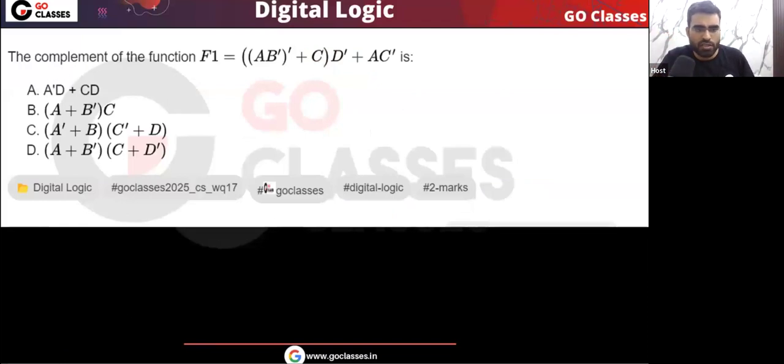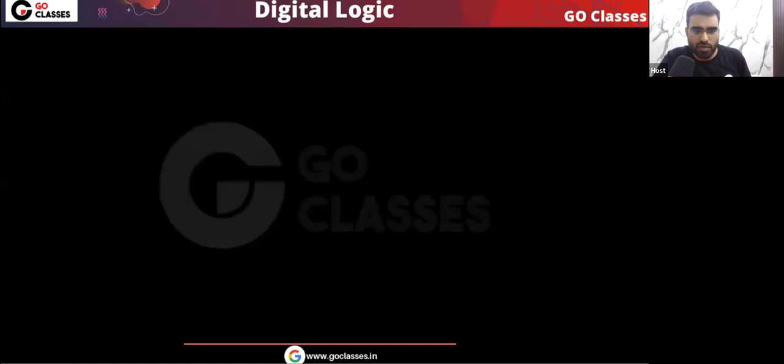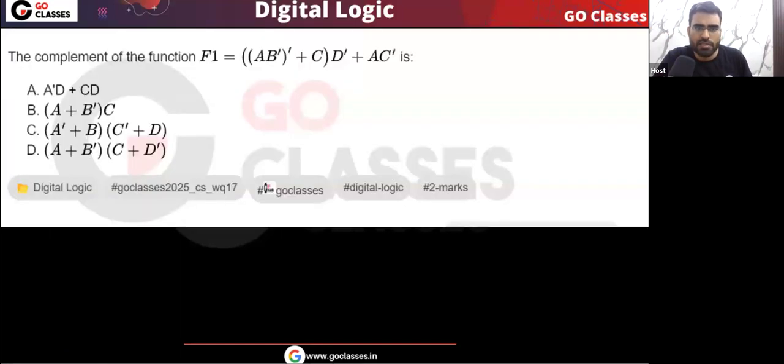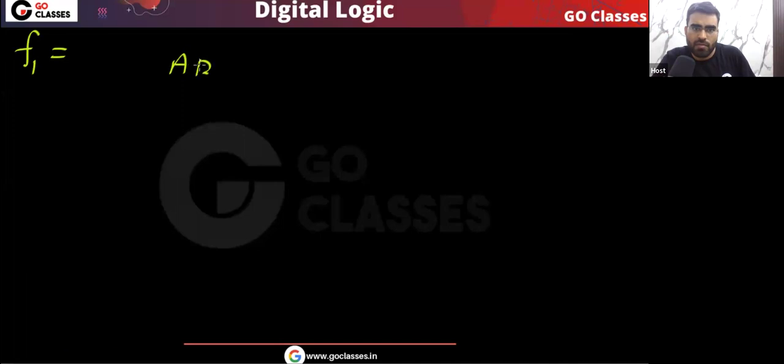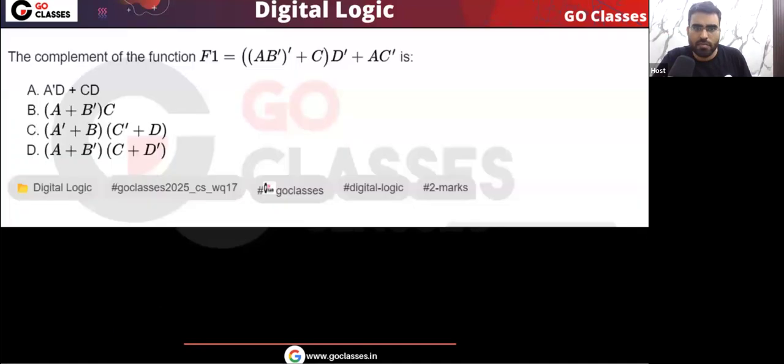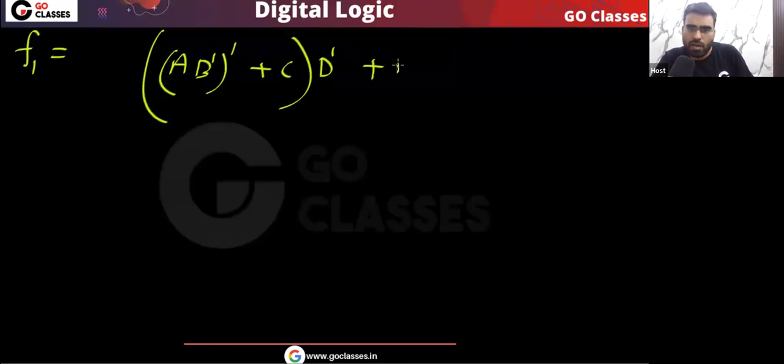Now let's move on. Now let's solve this question. The complement of function f1, what is that? Okay, so let's solve it. Function f1 is given to you, and that is (a b bar)whole bar or c d bar or a c bar. Okay, so this is the function that is given to you.